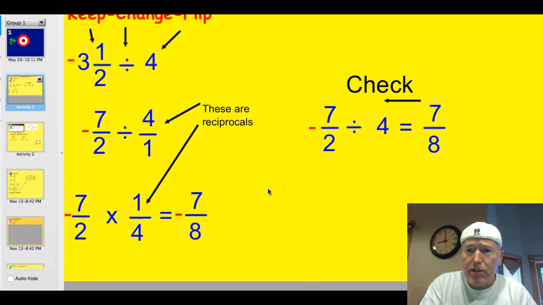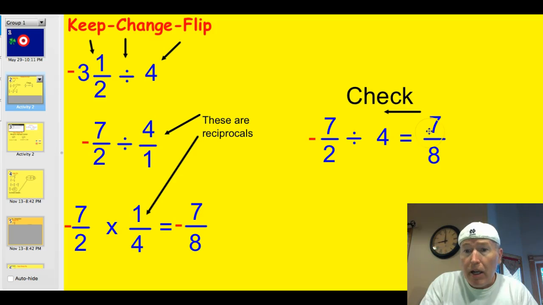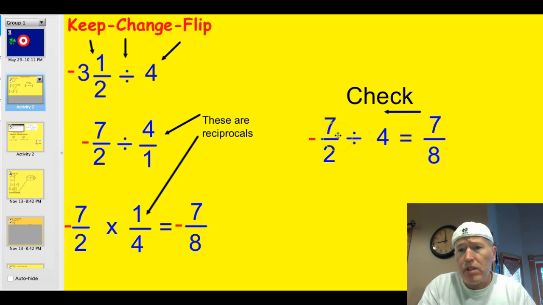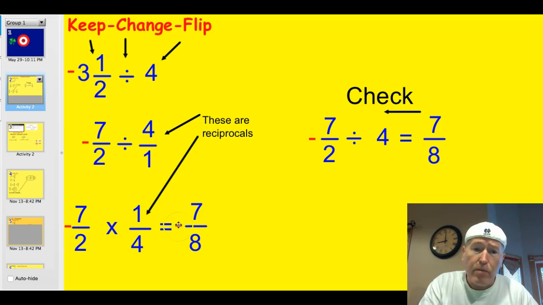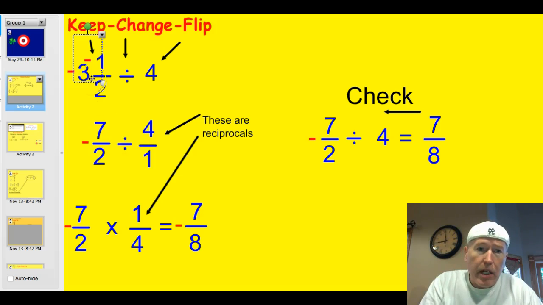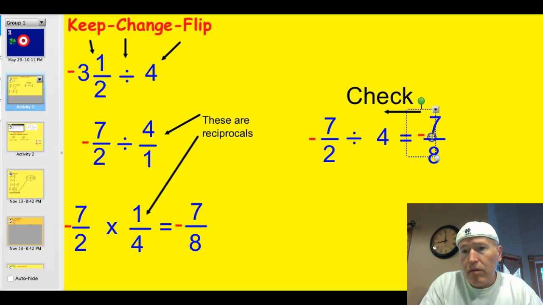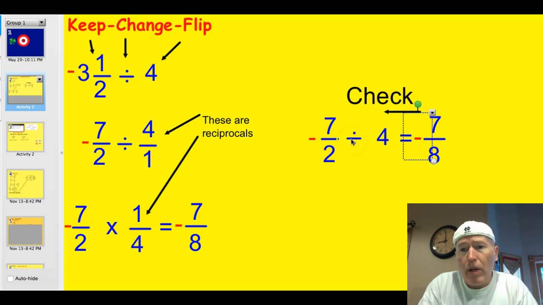To check my answer, again, I'm working backwards. This times this should equal that. So this would be 28/8, which in simplest form is negative 7/2. Actually, I'm sorry, I have to put a negative symbol in there. Put that guy up here and stick it in over here, negative 7/8. Okay, because a negative times a positive will equal a negative. And this is our answer over here, negative 7/8.